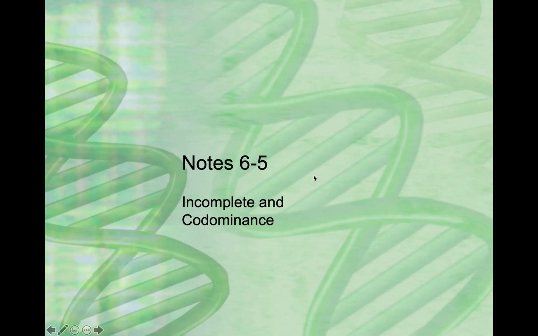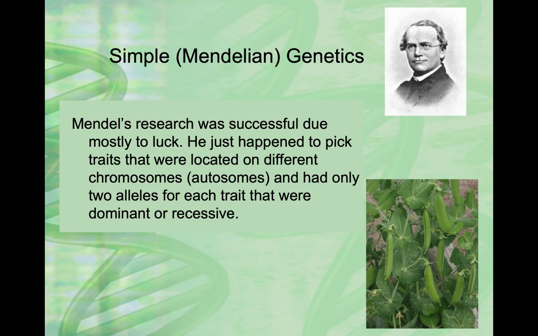All right, so today we're going to talk about incomplete and codominant. So up to this point, I've really wanted you to use the same letter. It doesn't really matter, but really you should use the same letter if you're using a monohybrid Mendelian genetics or complete dominance trait. And so Mendel really got lucky. He was exceptionally lucky in what he did.